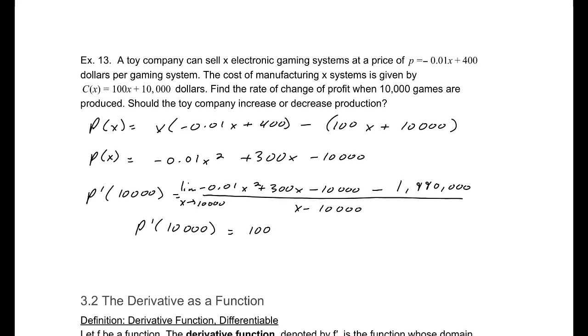So since the rate of change in profit is greater than 0, their profit is increasing, and their profit currently is greater than 0, they should increase production. That was our question, should they increase or decrease production? Since their profits are increasing and they're currently positive, that is good. They should increase their production.